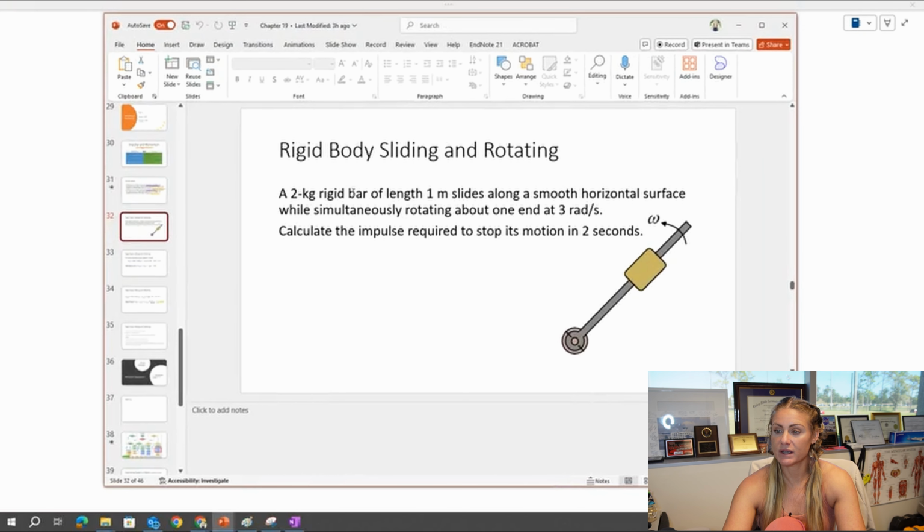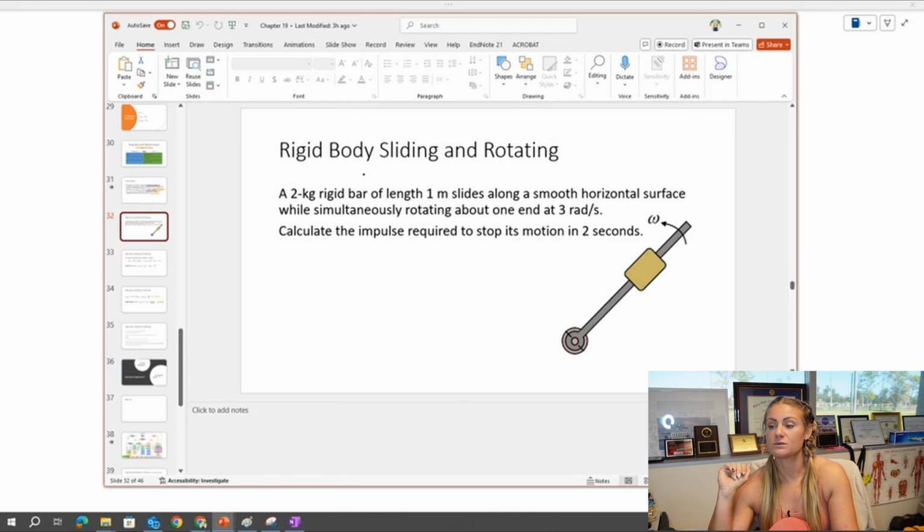What if I said we have a rigid body sliding and rotating. A 2 kilogram rigid bar of length 1 meter slides along a horizontal surface while simultaneously rotating about one end at 3 radians per second. Calculate the impulse required to stop its motion in 2 seconds.